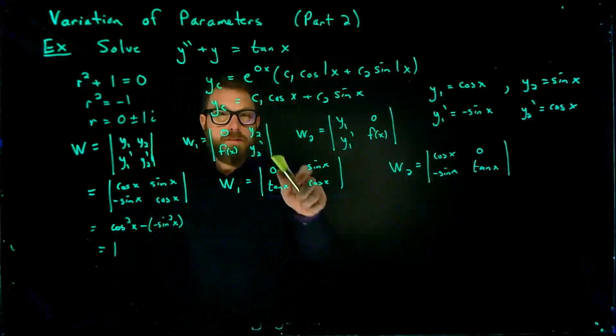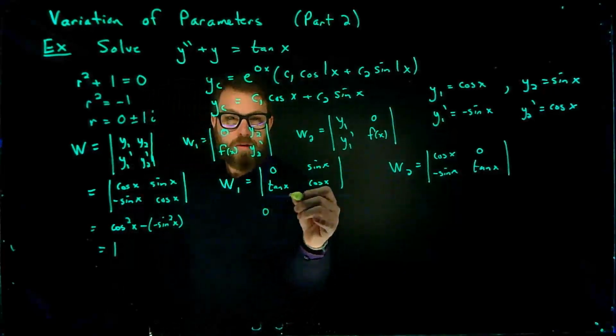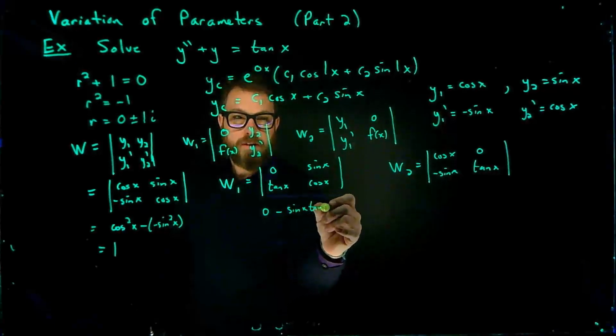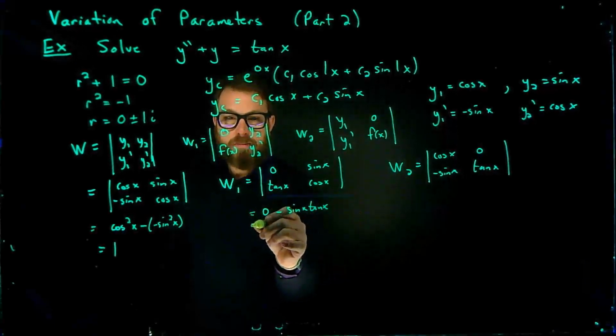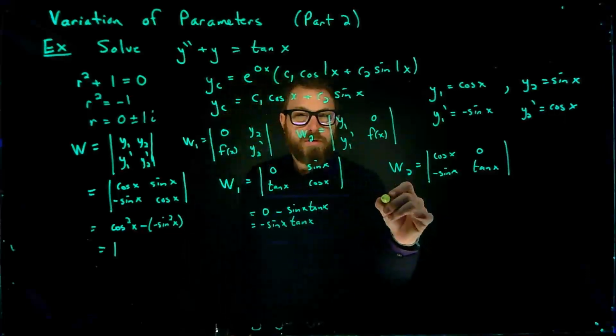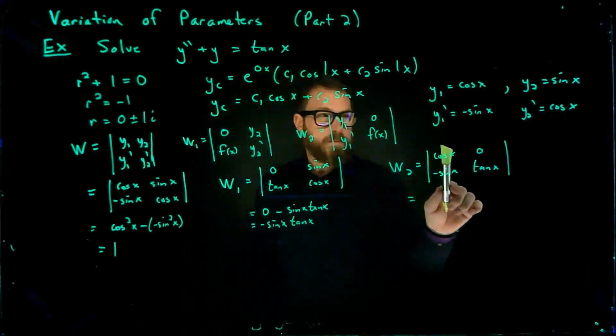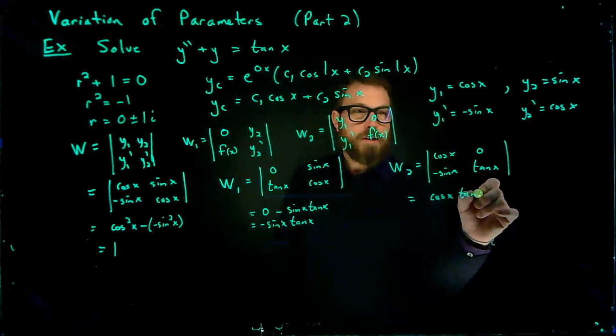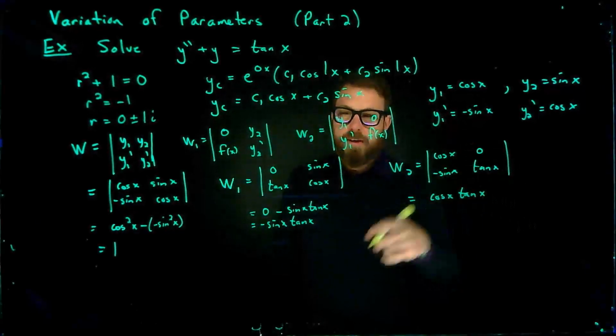Now over here we're going to have 0 times cosine, so we're going to have 0, and then minus sine times tangent, sine of x times tangent of x. So this is negative sine of x times tangent of x. And then our w2 is going to be equal to cosine of x times tangent of x, minus 0 times sine of x, so it's going to be that.